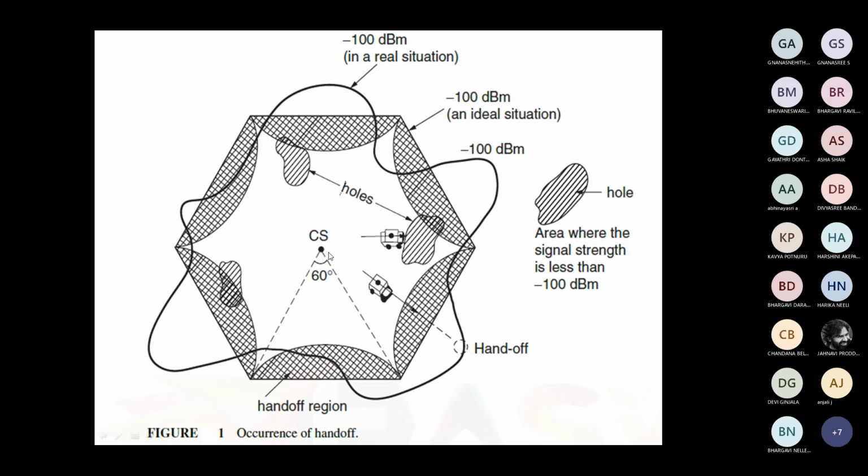Whenever the mobile unit crosses this border of minus 100 dBm, the handoff is raised, and it automatically receives the signal from the adjacent base station.